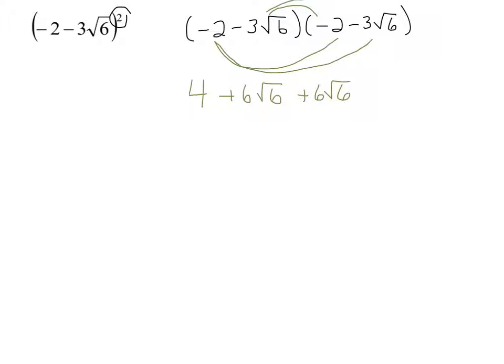And this last one's going to be the trickiest one. So it's negative 3 and negative 3, which is positive 9. And the square root of 6 and square root of 6 is the square root of 36.